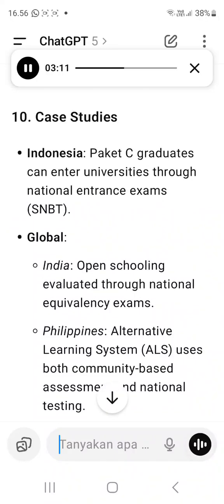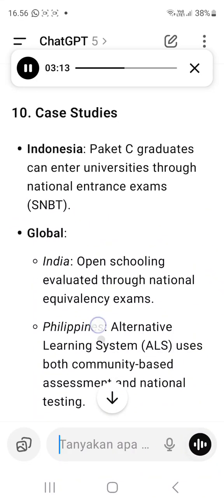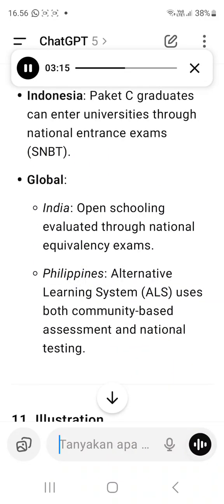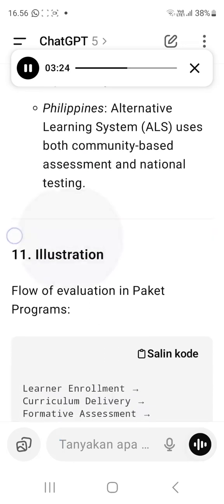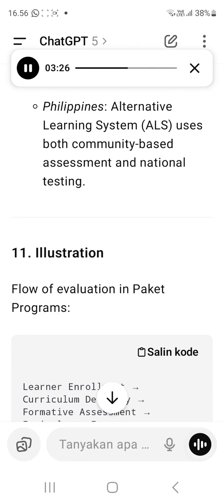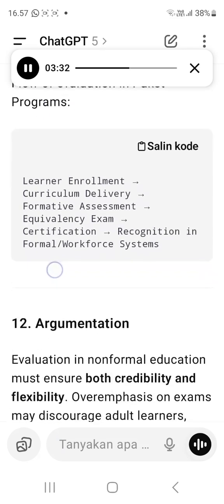10. Case studies. Indonesia: Packet C graduates can enter universities through national entrance exams, SNBT. Global: India, open schooling evaluated through national equivalency exams. Philippines, alternative learning system, ALS, uses both community-based assessment and national testing. 11. Illustration: flow of evaluation in Packet programs.